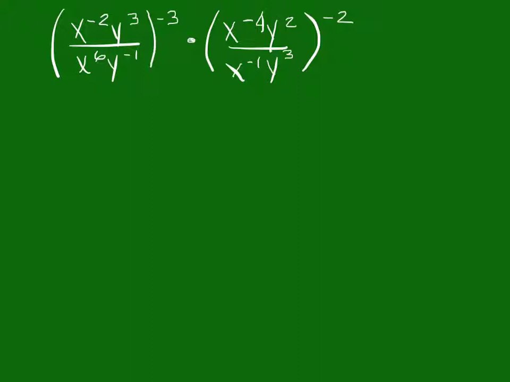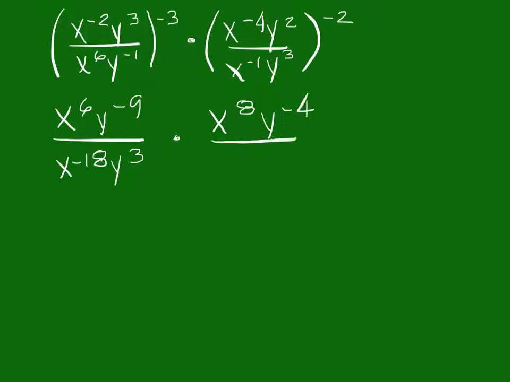Start by distributing the negative 3 exponent through to get x to the 6th, y to the negative 9th, over x to the negative 18th, y to the 3rd. And on the right side, distribute the negative 2 exponent to get x to the 8th, y to the negative 4th, over x squared, y to the negative 6th.